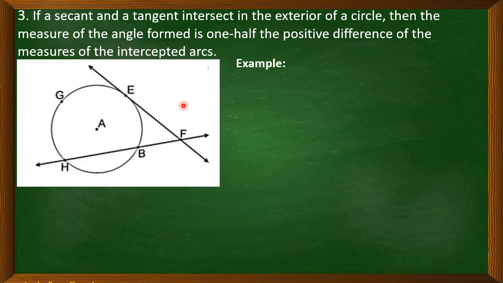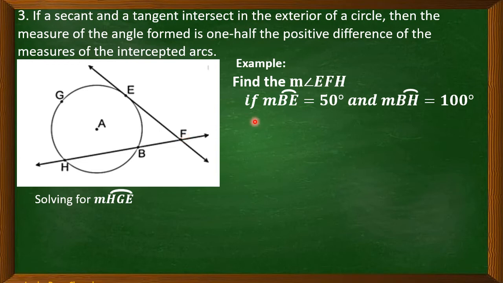Okay? So we have here an example. We have here a tangent line, line EF, and a secant line, line HF. They intersect outside the circle. And the question here is, find the measure of angle EFH. This angle. Okay. If measure of arc BE is 50 degrees, and measure of arc BH is 100 degrees.